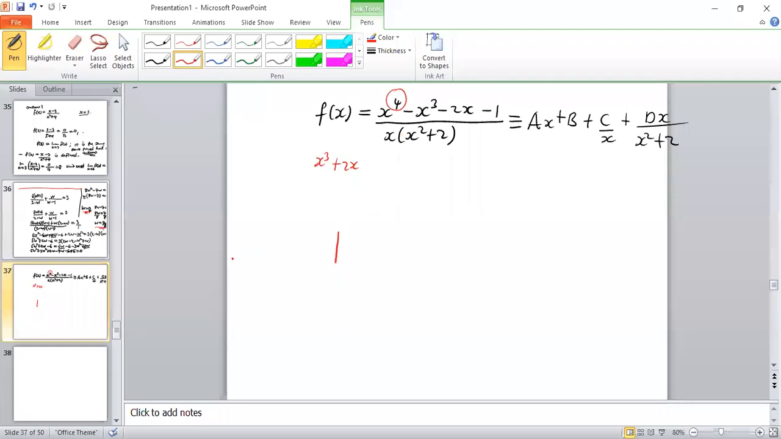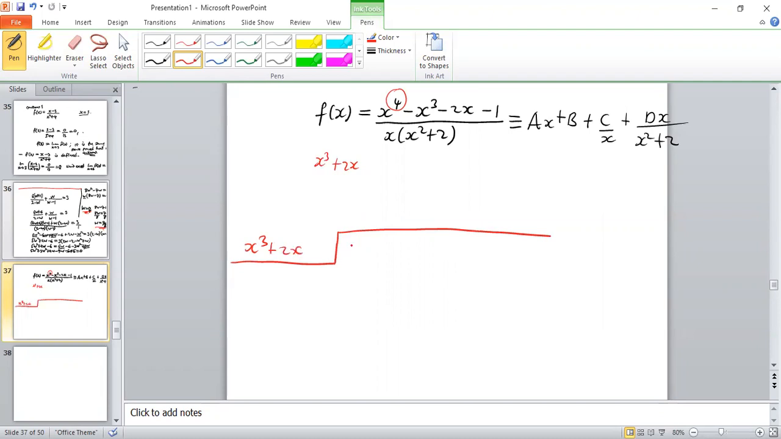Now take note how we divide when we have such a kind. Please take note. Girls, take note. So we have x to the power 3. When you have that, you put it like that: x to the power 3 plus 2x.